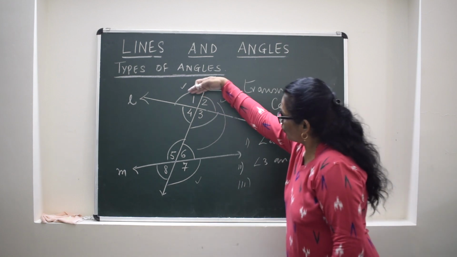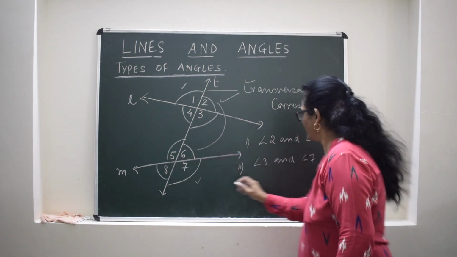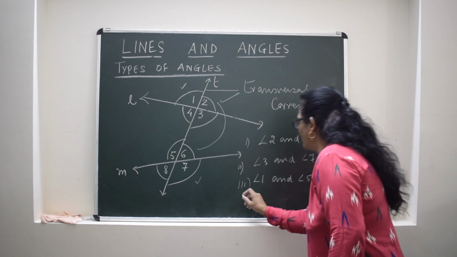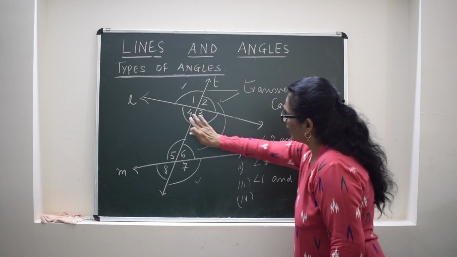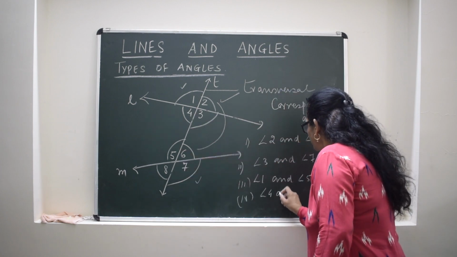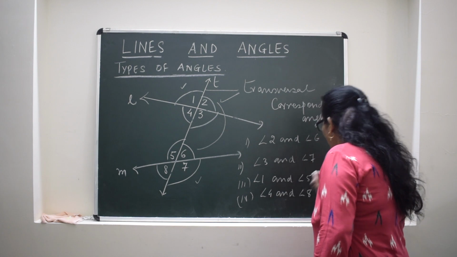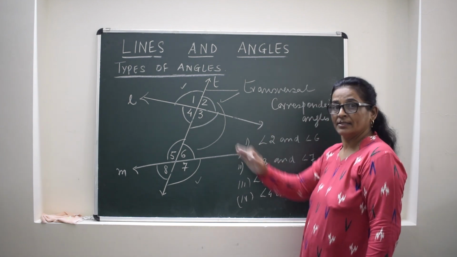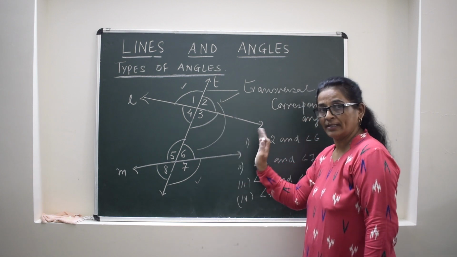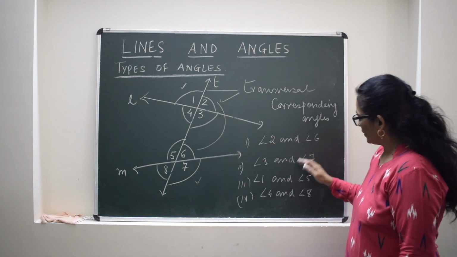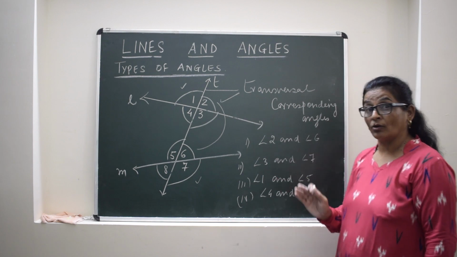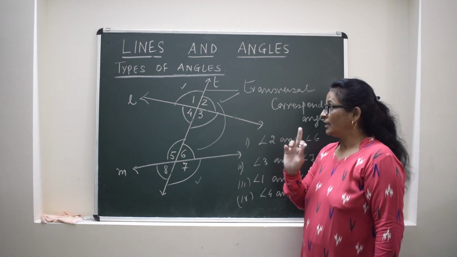Similarly, angle 1 and angle 5, and the next one is angle 4 and angle 8. So what we have observed, same side, same type, means 2 up and this also is up on the same side. So this is the combination 2 and 6, 3 and 7, 1 and 5, 4 and 8. They are called corresponding angles.